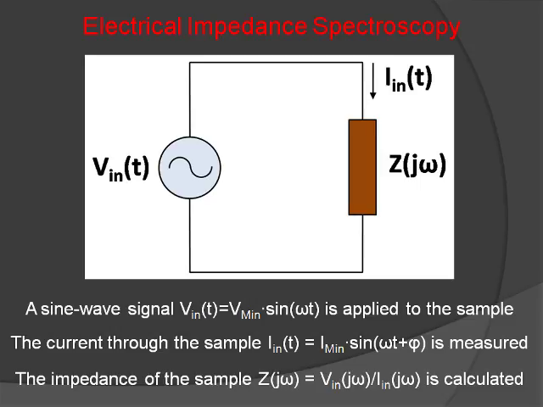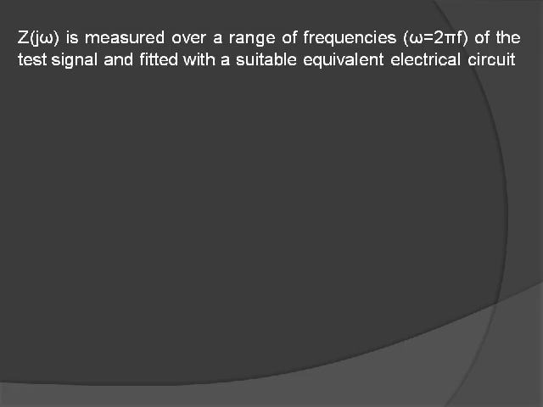The sample under test is placed in direct contact with electrodes and stimulated with a sinusoidal test voltage. The current through the electrodes due to the test signal is measured and the complex impedance can be calculated as shown in the figure. In electrical impedance spectroscopy, the sample is stimulated with a sine wave signal of fixed amplitude and a definite range of frequencies.